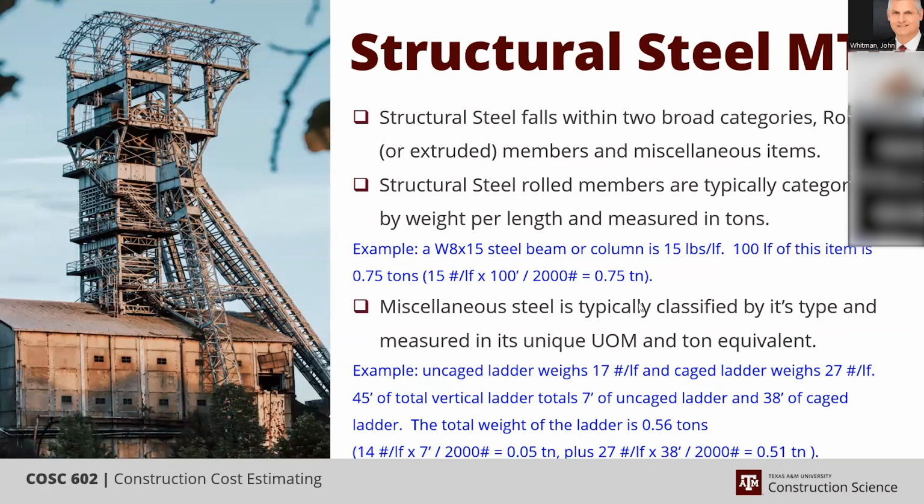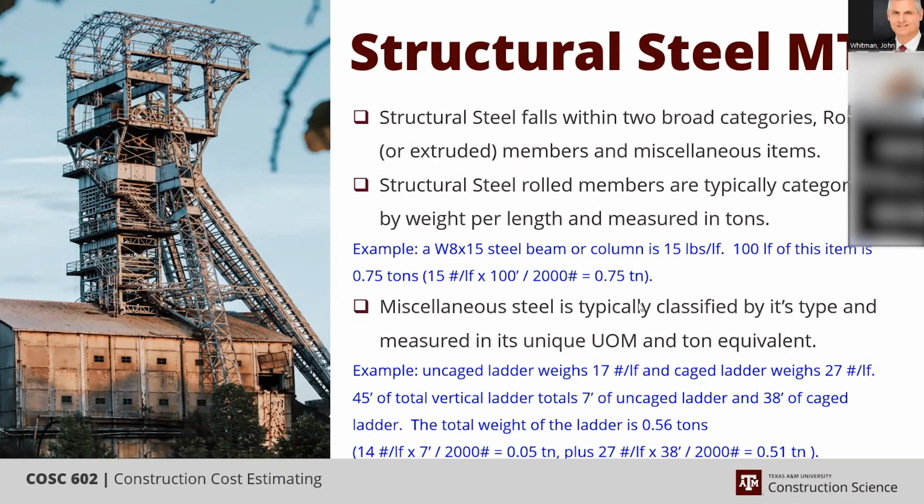The miscellaneous steel, on the other hand, the ladders, the grating, the stairs, and so forth, they're a little more difficult because you quantify them in their unique unit of measure. Ladders are lineal foot, grating square foot. Stairs are either by tread or by vertical rise. Safety gates are each, handrails by lineal foot.